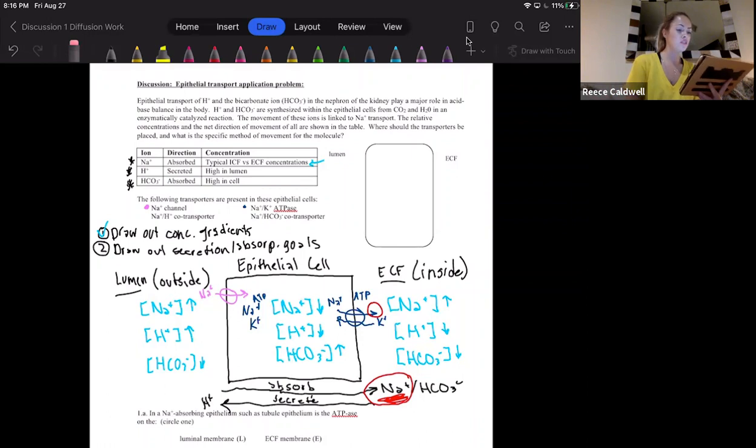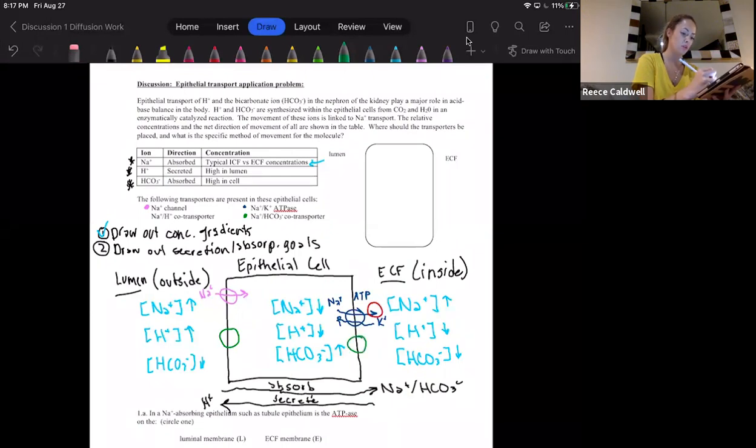I would choose to start with the sodium bicarbonate co-transporter because we can see that that's going to be a symport. It's going to be moving in the same direction. So that symport means they're going to be moving in the same direction. Those are just a little bit easier to solve first. So now we can draw out that sodium bicarbonate transporter on each side to decide which one we're going to believe it is.